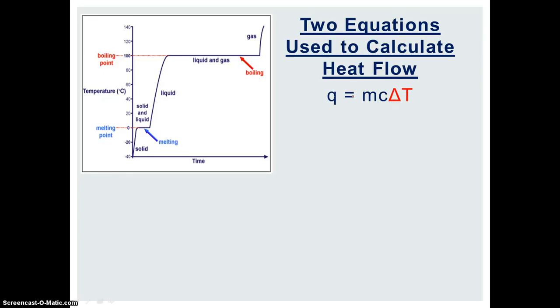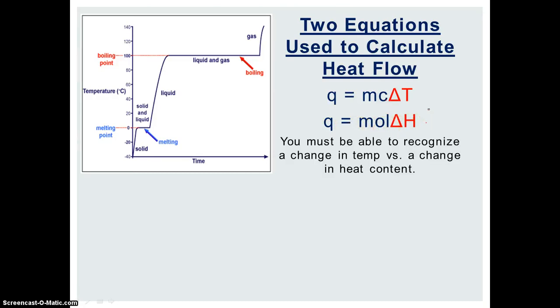So, in terms of calculations, there are two equations we'll use here. Our same old friend, Q equals mc delta T, where m is mass, C is specific heat, and delta T is the change in temperature. And then a new equation, Q equals moles times delta H. This is for a phase change, where the temperature is not changing. You have moles and delta H. So you must be able to recognize whether you're undergoing a phase change or a temperature change, so you can decide which equation to use.